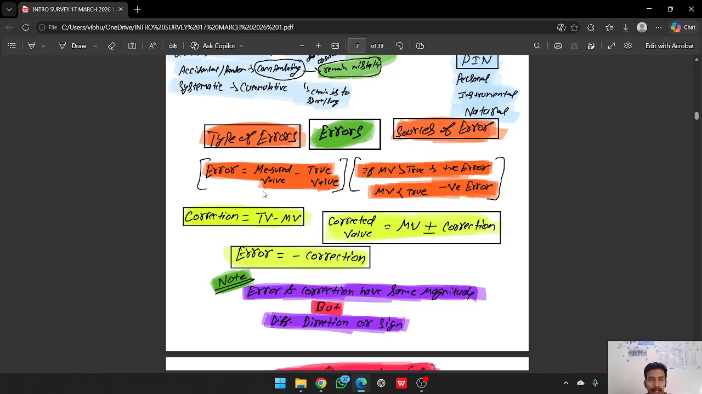And there is correction also. Correction is true value minus measured value. Error and correction have the same magnitude but different direction or sign. How can we calculate the correct value? First of all, we measure the value, then we add or subtract the correction. Correction may be positive or negative. So we plus or minus the correction and we will get the corrected value.